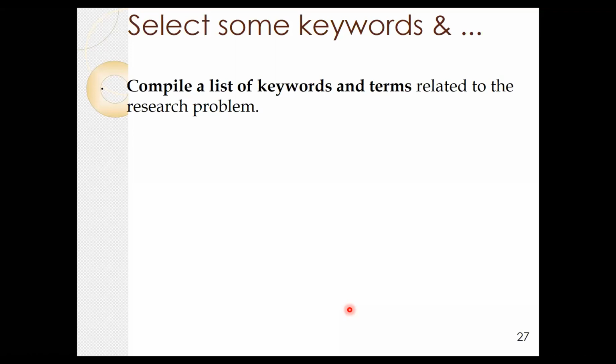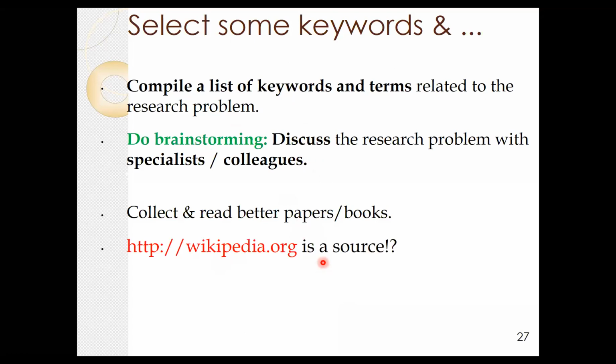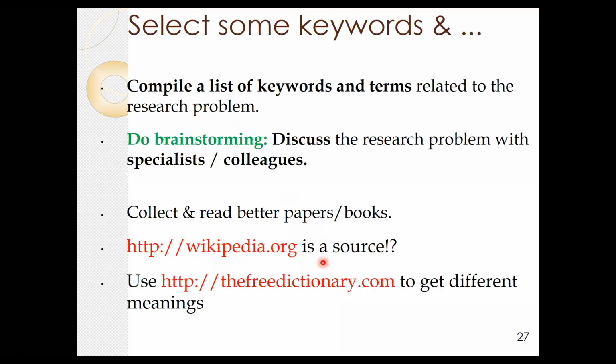So always give time. Then compile a list of keywords, do brainstorming. You need to discuss the research problem with specialists or colleagues, collect and read better papers and books. Wikipedia is not a source, but for many people, Wikipedia has some basic guidelines, and at the bottom of Wikipedia, you can find some references you can go through.